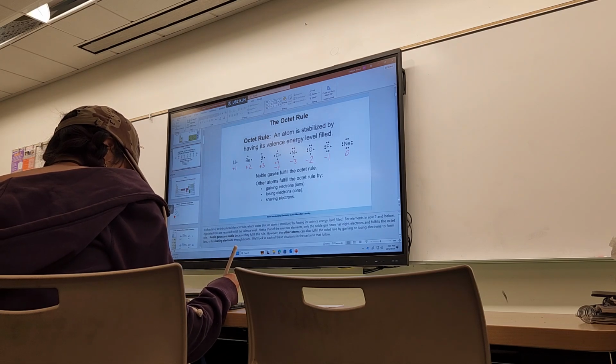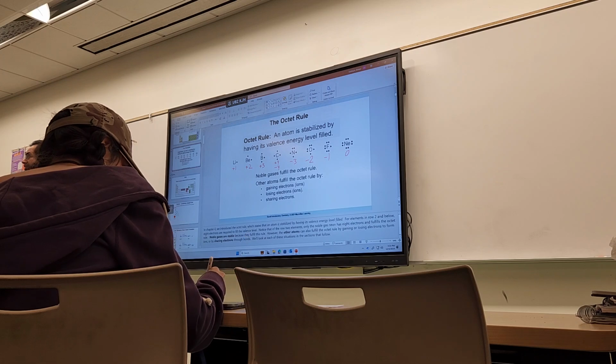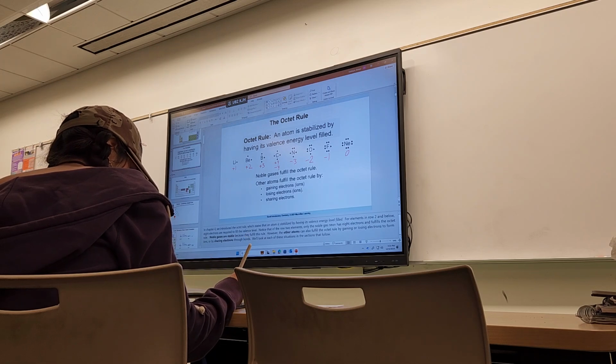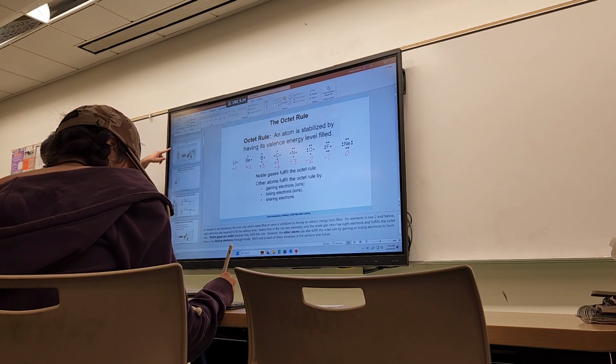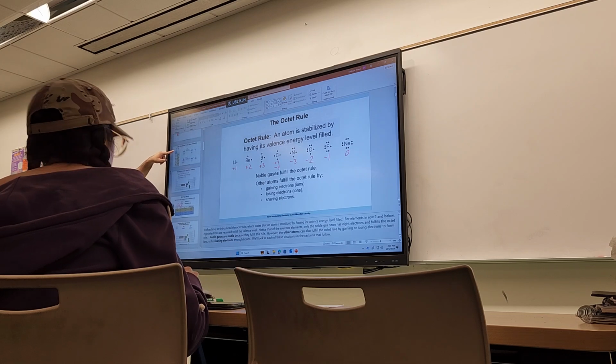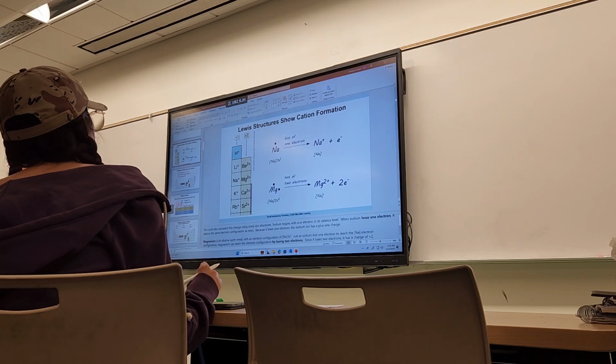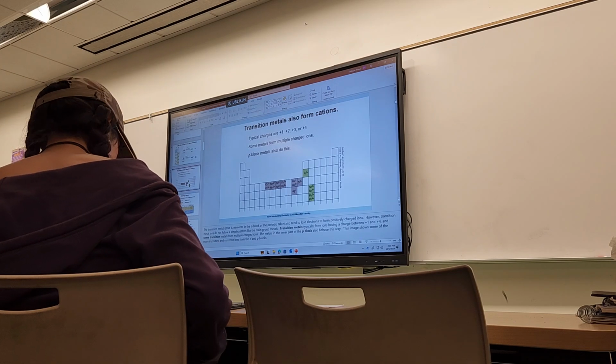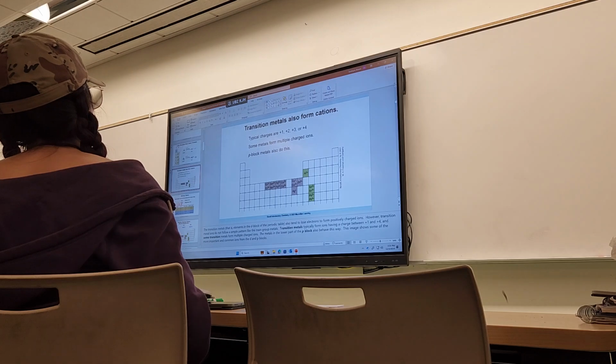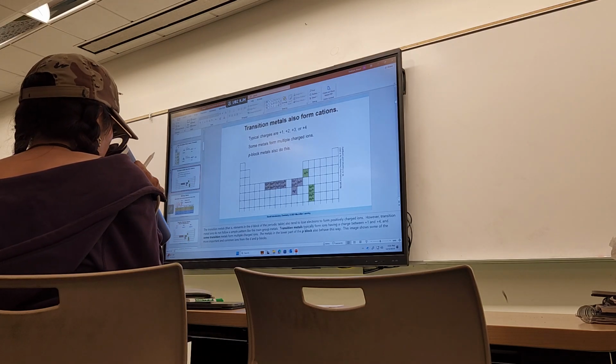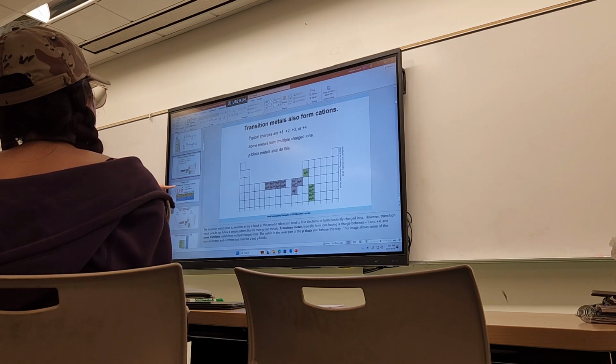So hydrogen only needs 2. Same for helium, it only has 2, and it is very stable. You have ions, positive or negative. You have your cations, which are positive. You have your anions, which are negative. These are going to be all of your transition metal cations.